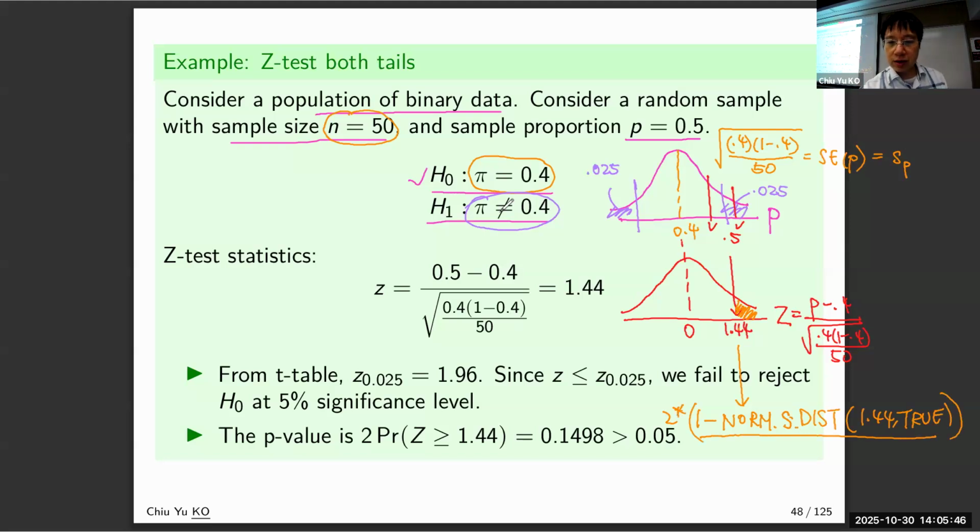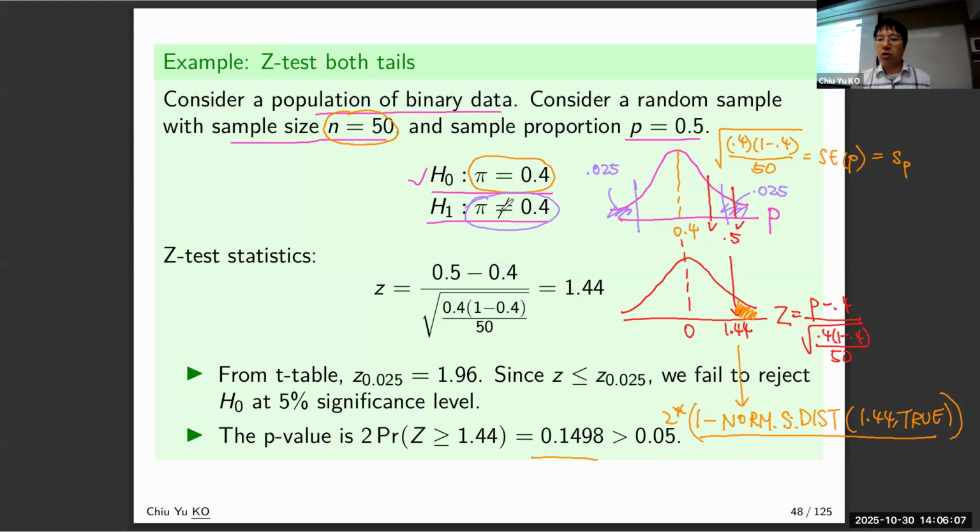And the p-value is 14%, as you would expect, because 1.44 is not 2 SE away. So 14% is too large. So you would not reject H null. You would keep H null because it's not far away enough.